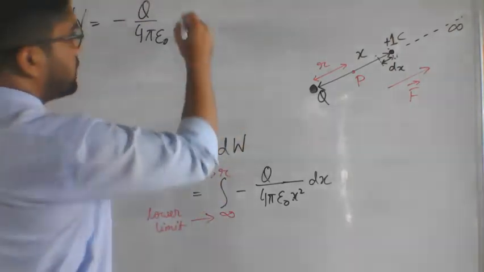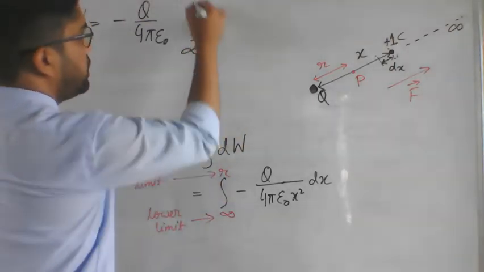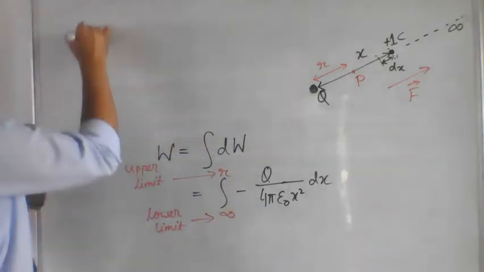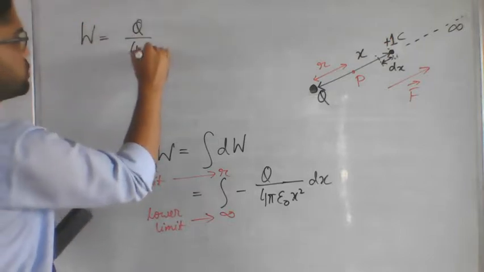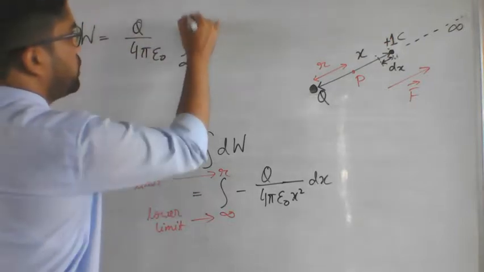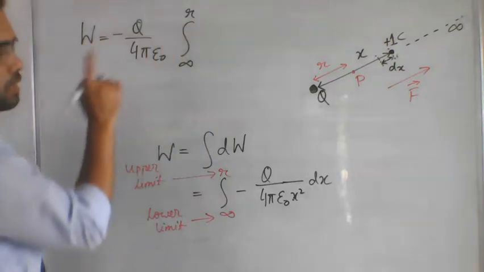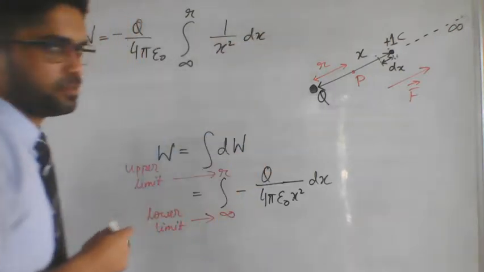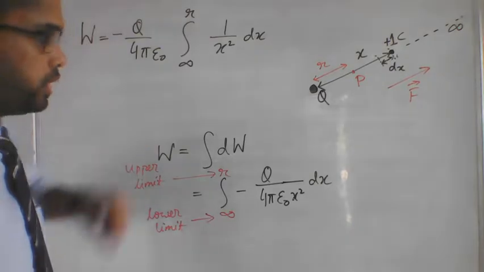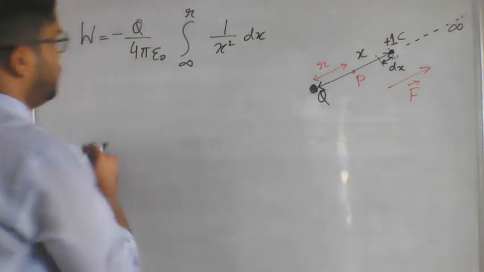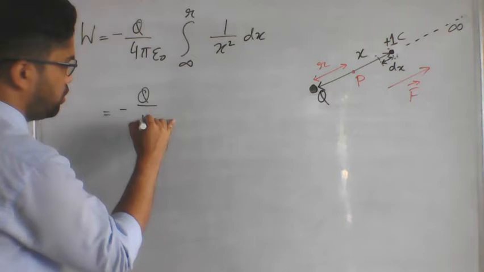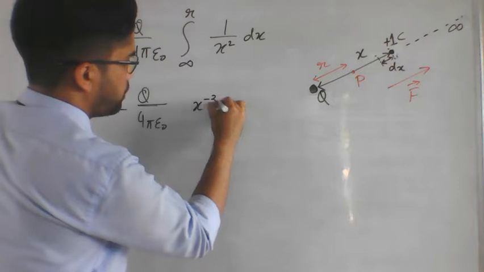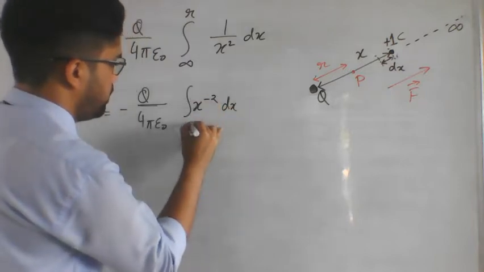Okay. And inside we have integration of infinity to r. The r is not coming on the screen. Let me write it below. So integration infinity to r. There was a minus sign here. So here we have 1 by x squared dx. And we have already seen how to solve this 1 by x squared dx, right? So we'll get minus q by 4 pi epsilon naught. You can write this as x raised to the power minus 2 dx, limit infinity to r.